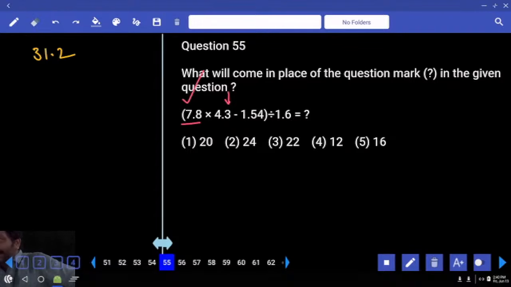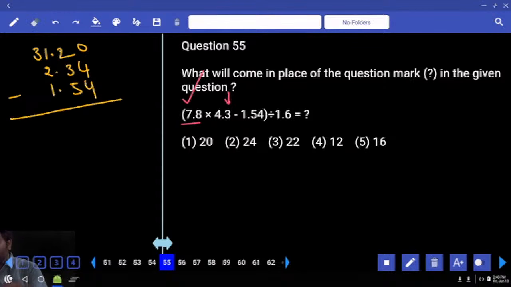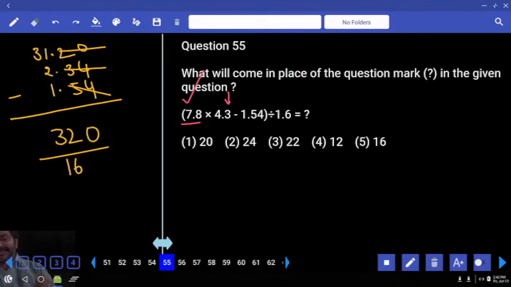But do we have to take 3 times or 0.3 times? Then that will be equal to 2.34. Correct? From this we have to subtract 1.54. The number after the decimal, positive 0.54, negative 0.54. Cancel. 31 plus 2, 33, minus 1, 32. Divided by 1.6, can I write it as 16 by 10? Answer over.